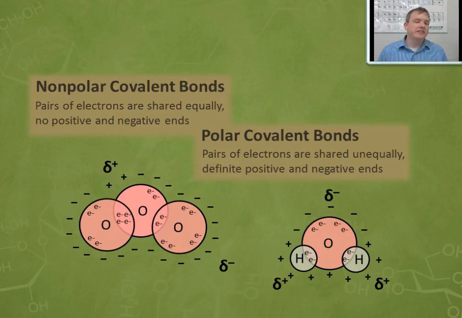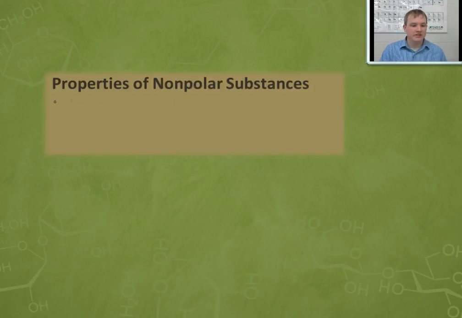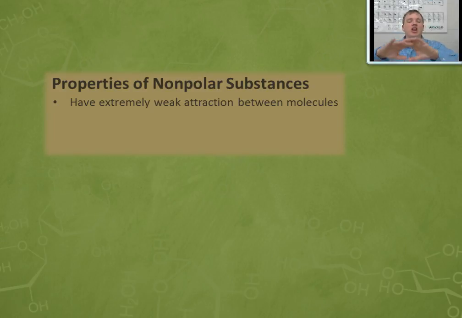This causes these substances to be very polar. As I mentioned, this is not really a lesson about polar substances, it's about nonpolar substances. So let's get back to the properties of nonpolar covalent substances. When atoms in a molecule share their electrons evenly so that they have an even charge around the outside of the molecule, they have an extremely weak attraction between molecules.